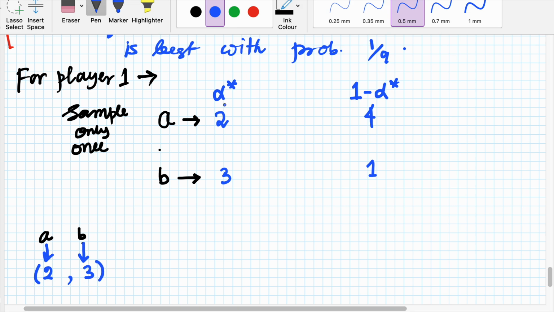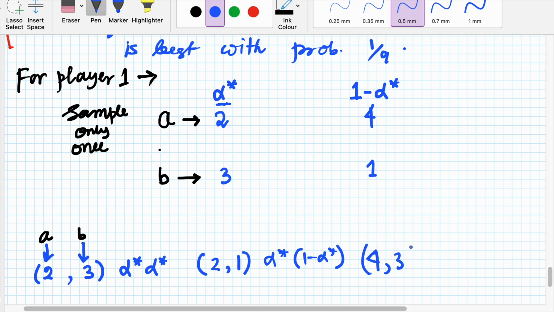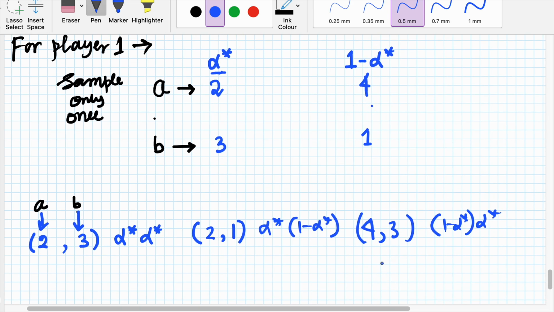With probability alpha star into alpha star. Because she samples independently, similarly she can realize 2 comma 1 with probability alpha star into 1 minus alpha star. Here she can also realize 4 comma 3 with probability 1 minus alpha star into alpha star, or she may realize 4 and 1 with probability 1 minus alpha star into 1 minus alpha star.